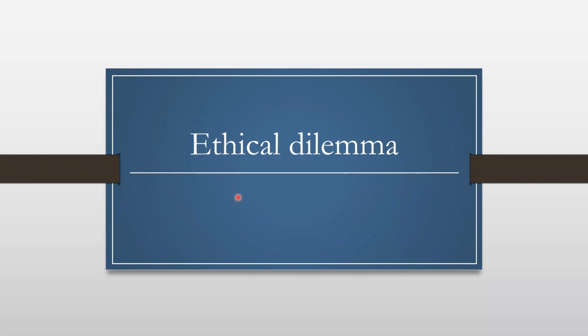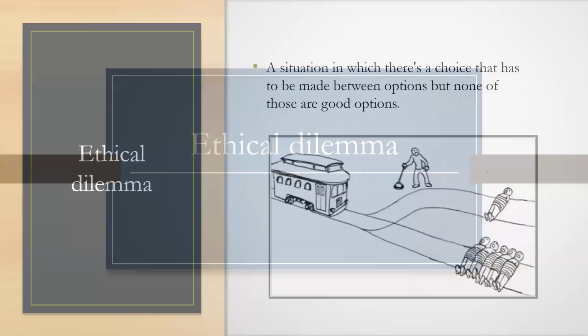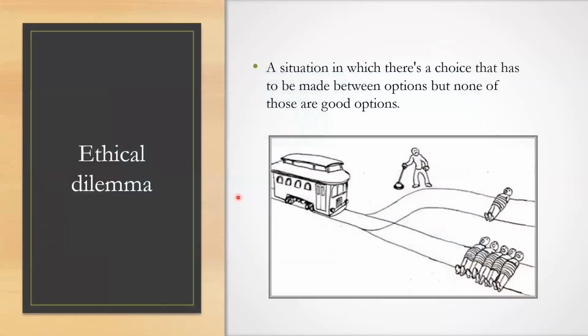So we come now to another topic, which is ethical dilemma. Actually, there are many issues in engineering ethics, but here, as we can see, maybe two of the main issues. So the first issue, maybe this picture can give you an idea about this situation, in which there is a choice that has to be made between options, but none of these are good options.